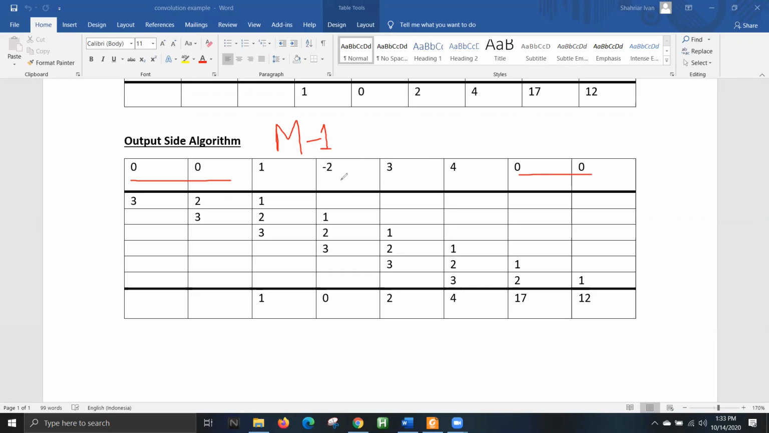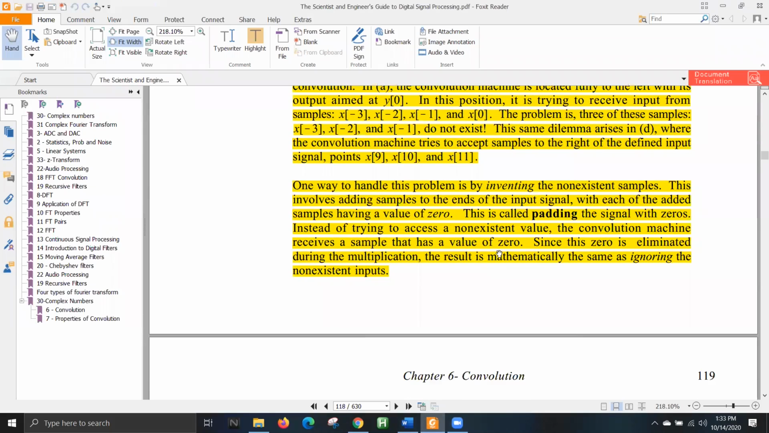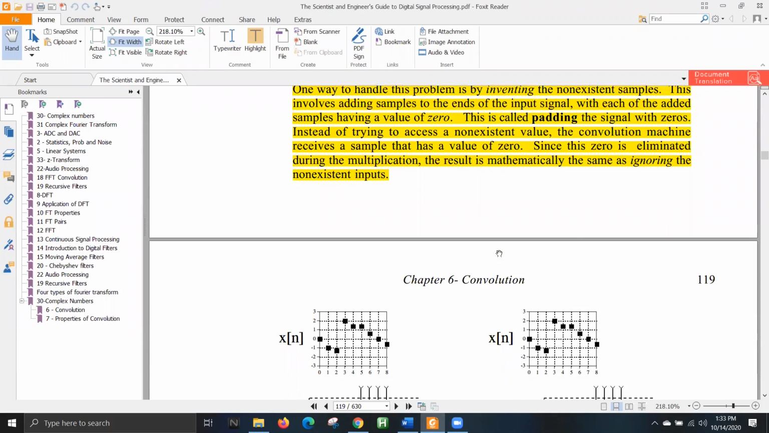Notice that whichever algorithm you follow, at the end of the day, you'll have n plus m minus 1 points in the output signal. Okay, so this is the main idea for padding. We'll go into the details of how this padding helps us later on and what we actually do after that. But before that, we'll talk about some of the theories that are still remaining.